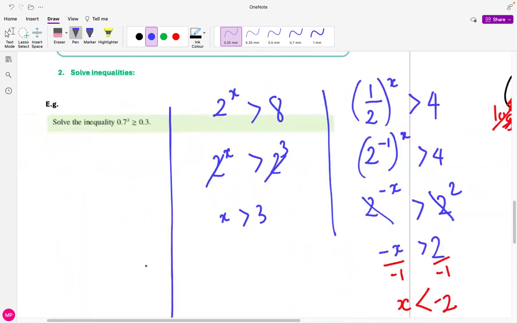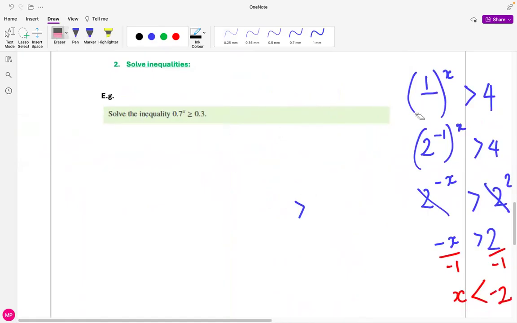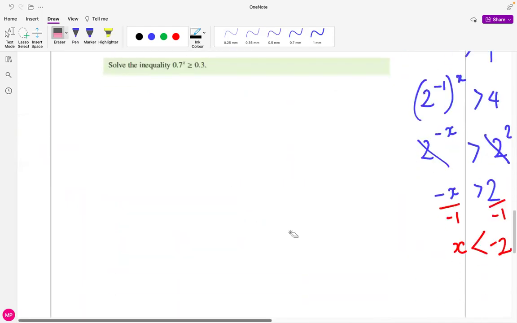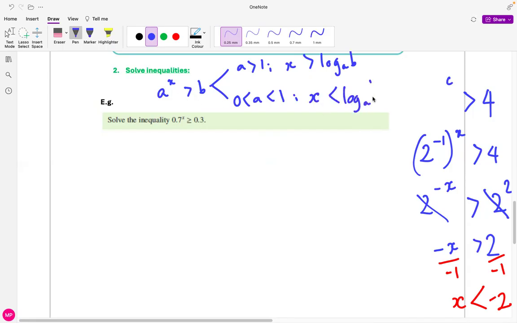So what's the key lesson to take away here? If you have a to the power of x bigger than b, and if a, the base, is bigger than 1, then you solve for x and the sign stays the same. So x will be bigger than log base a of b. But if the base is less than 1, so the base is between 0 and 1, and you don't have a negative base, by the way, the sign will change. So x will be less than log base a of b. Okay.